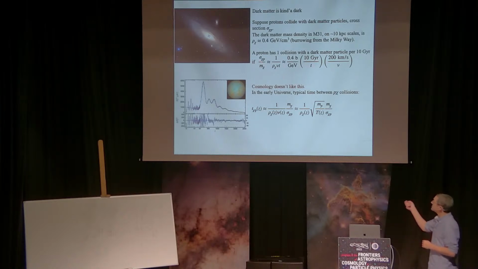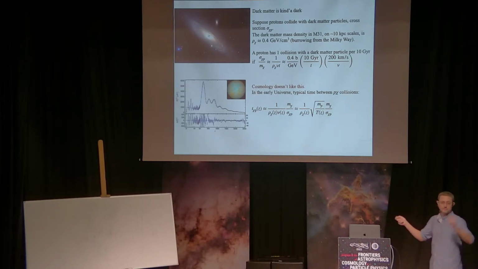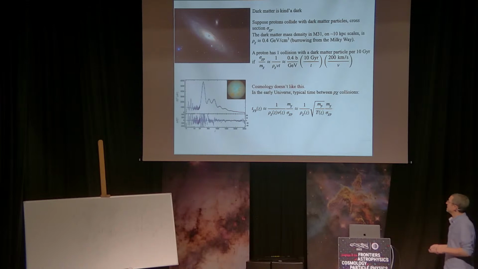So we did this exercise in the galaxy today. We can also scroll time backwards a few gigayears and do the exercise in linear cosmology before galaxy formation, at high redshifts. Protons were also flying around in there. So how often did protons collide with dark matter in the early universe, if they are colliding with dark matter here today? Again, the time between collisions is 1 over n sigma v, and n is rho over m.